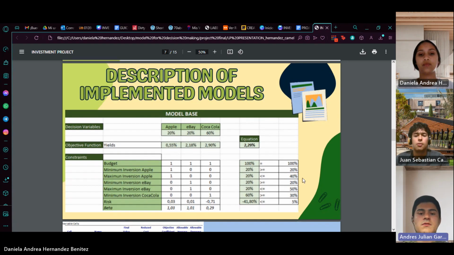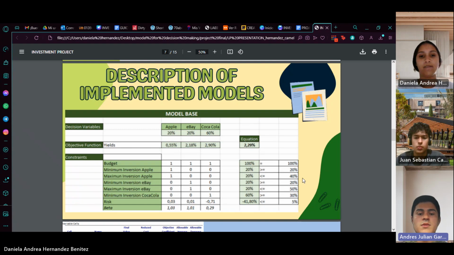Now with the description of the implemented models, in this section we developed the model that was proposed at the beginning of the project using Solver, with decision variables, the chosen objective function, and the constraints established in the model. The solver tells us that we should invest as follows: Apple 20%, eBay 20%, and Coca-Cola 60%. The return on investment will be 2.29% of the $1 million spread over the three companies.